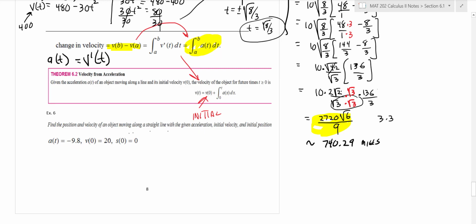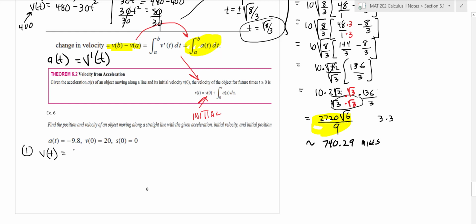Acceleration due to gravity. Initial velocity is 20. Initial position is 0. So we're going to use this formula. We're going to do this in a couple steps. First thing we're going to do is find the velocity. Okay. So the velocity, we're going to do it this way. I'm just going to choose to do it this way.